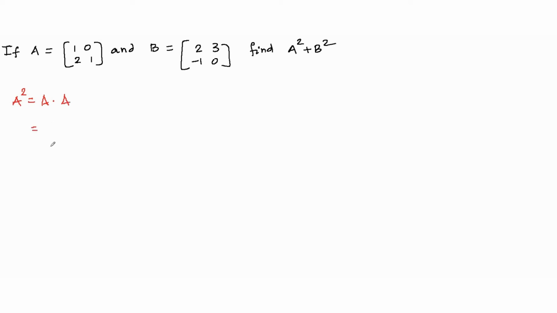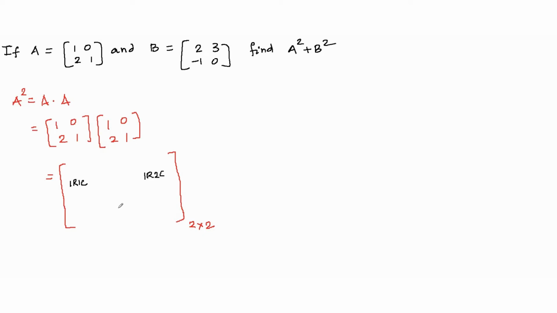That means A square would be multiplying [1 0; 2 1] with [1 0; 2 1], right? So this is a 2 by 2 matrix multiplied with a 2 by 2 matrix. The result is going to be a 2 by 2 matrix. So let's note that down. Let us write the position of the individual elements. This is first row, first column. This is first row, second column. Second row, first column, and second row, second column.